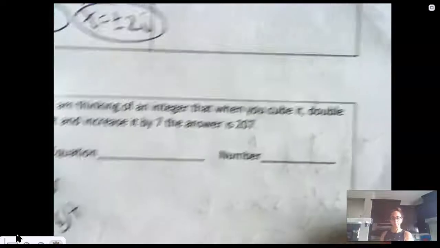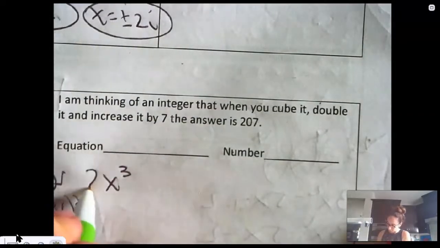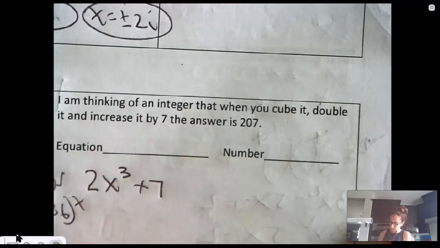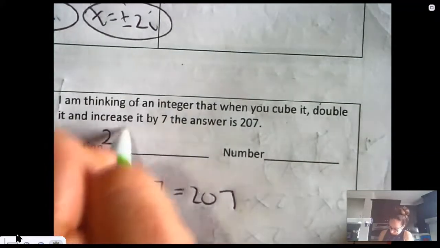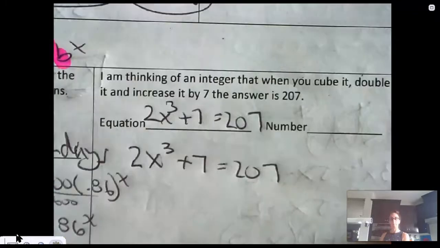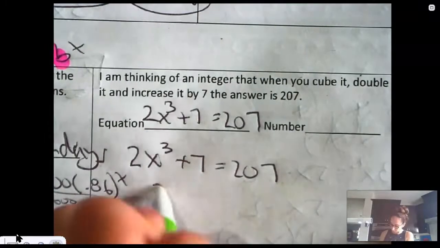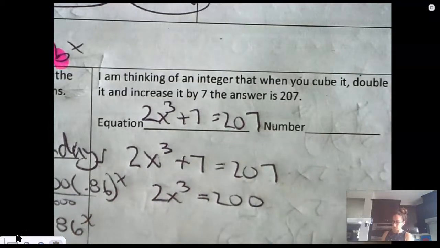All right. I'm thinking of a number that when you cube it, double it, and increase it by 7, the answer is 207. Oh, so there's my equation. Okay. So what do I do? I solve. Subtract 7. Divide by 2.